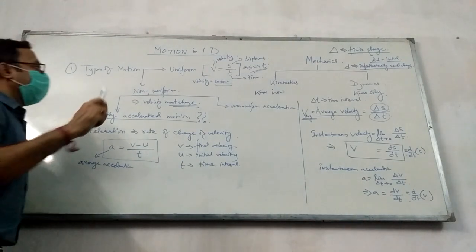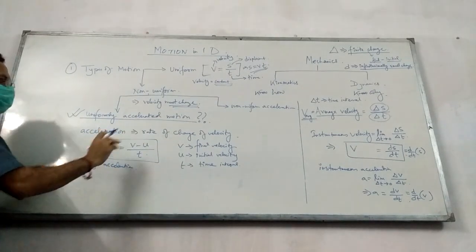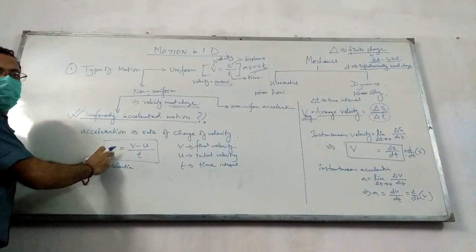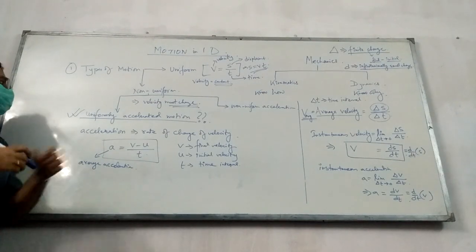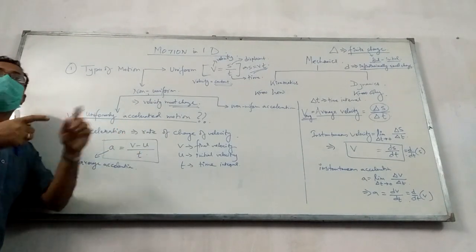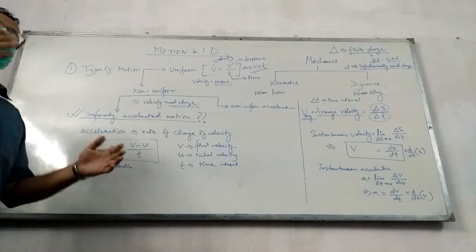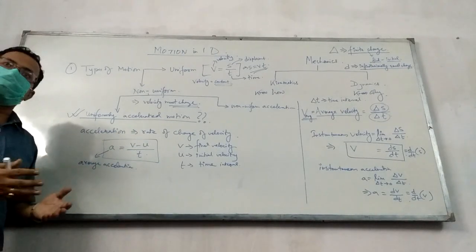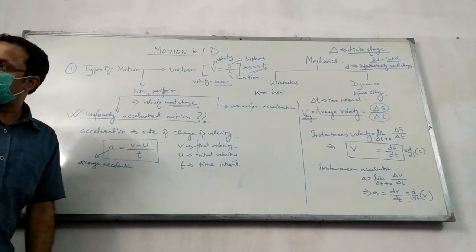Now, when we are dealing with uniformly accelerated motion, you don't need to write a average. A average, you write it as a. Why? Because it is uniformly accelerated motion. The value of acceleration does not change. So, instantaneous value of acceleration and average value remains the same. Doesn't have any difference. Correct?